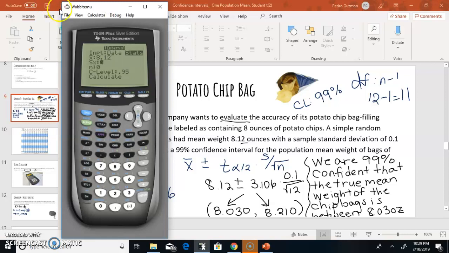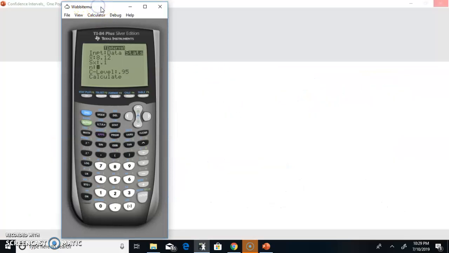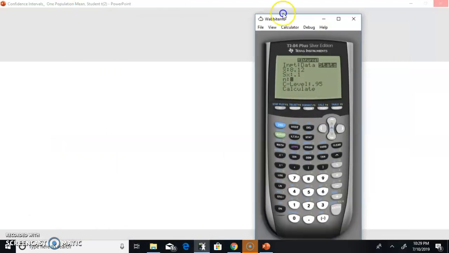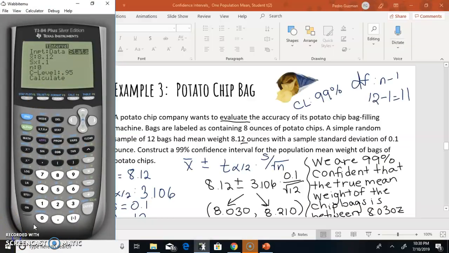Our Sx, that's your sample standard deviation, that's 0.1. Number, that is your sample size. And it just disappeared. Okay, got it back. The sample size was 12, and the confidence level is 0.99.